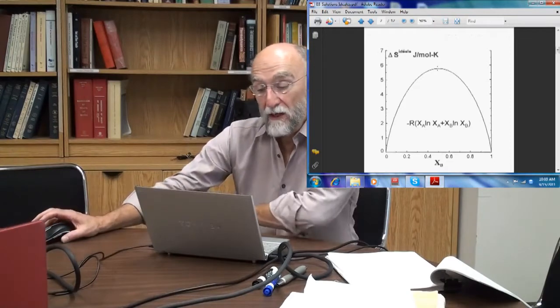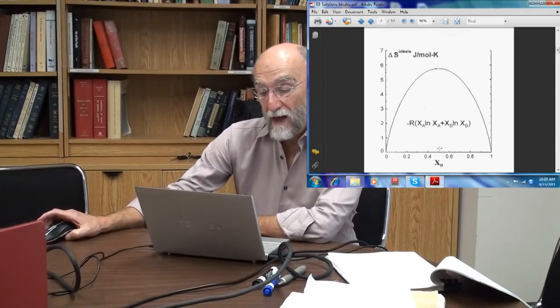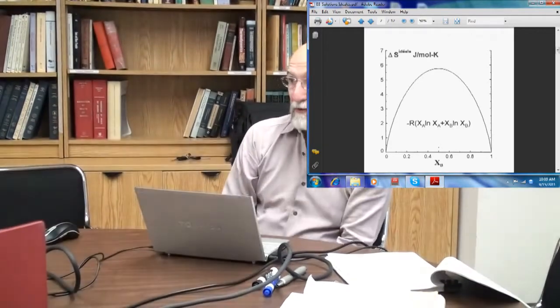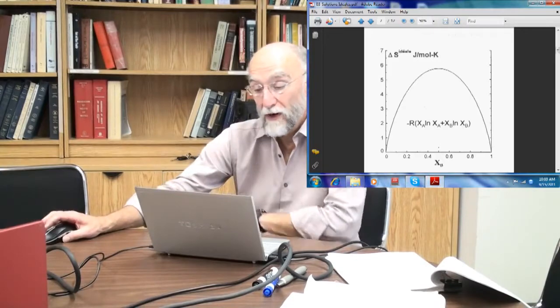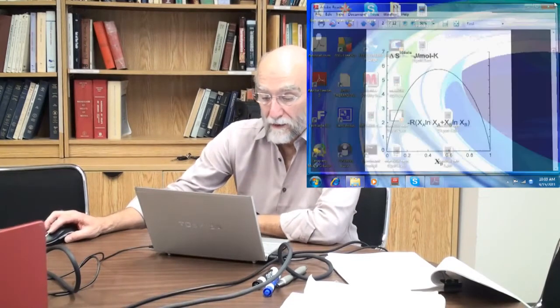When you're looking at excess entropies, which are the deviation from this, you get an idea. An excess entropy of 1 joule per mole is not very big. An excess entropy of 5.5 joules per mole is an excess entropy equal to the ideal entropy. So that gives you an idea of how far away you are from the ideal solution. That's what I wanted to do.